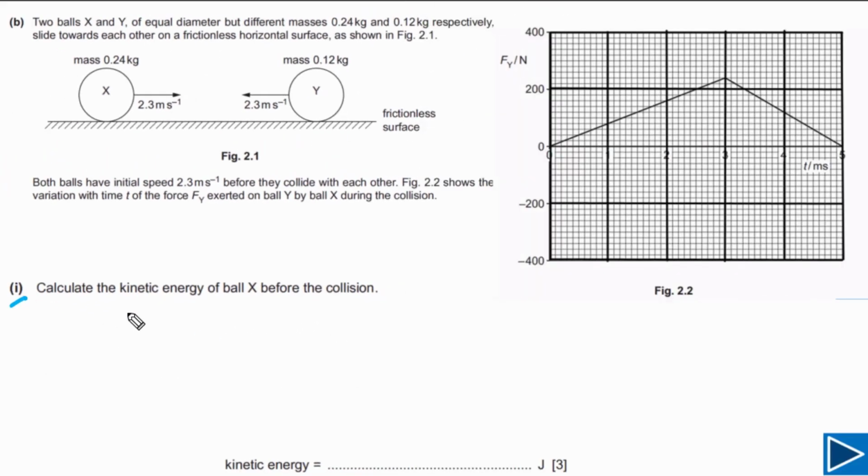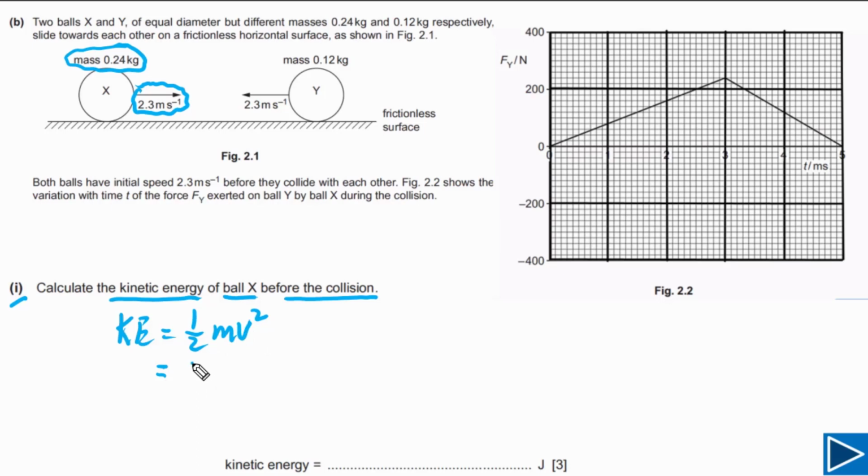For part b1, we need to calculate the kinetic energy of ball X before the collision. For ball X, the speed and the mass are both given. Now simply we need to calculate kinetic energy. So kinetic energy is equal to 1/2 mv squared. We have the value of mass and the speed, so we can plug in these values and calculate the kinetic energy of ball X.